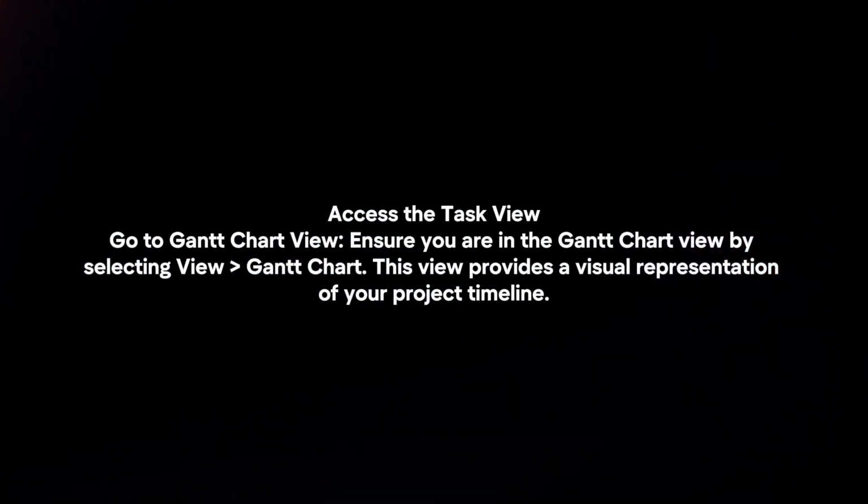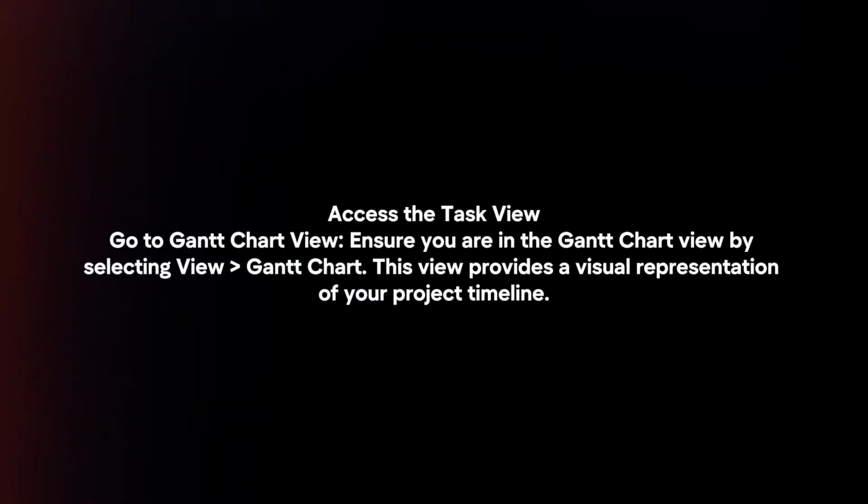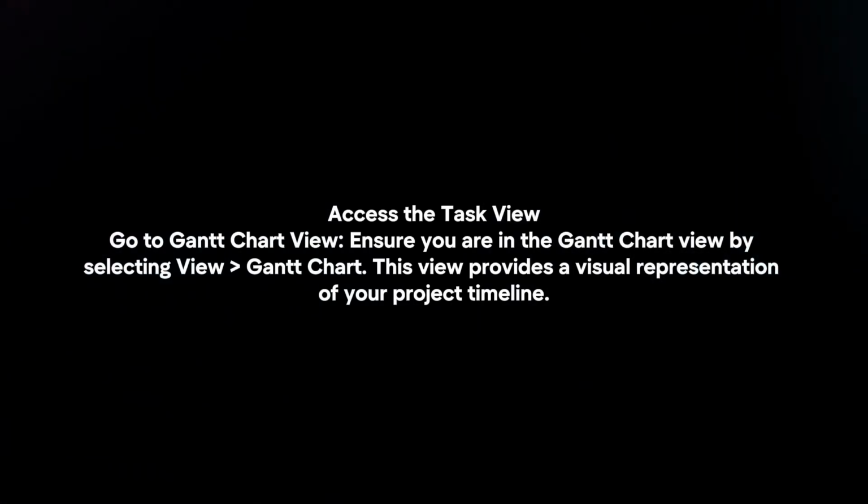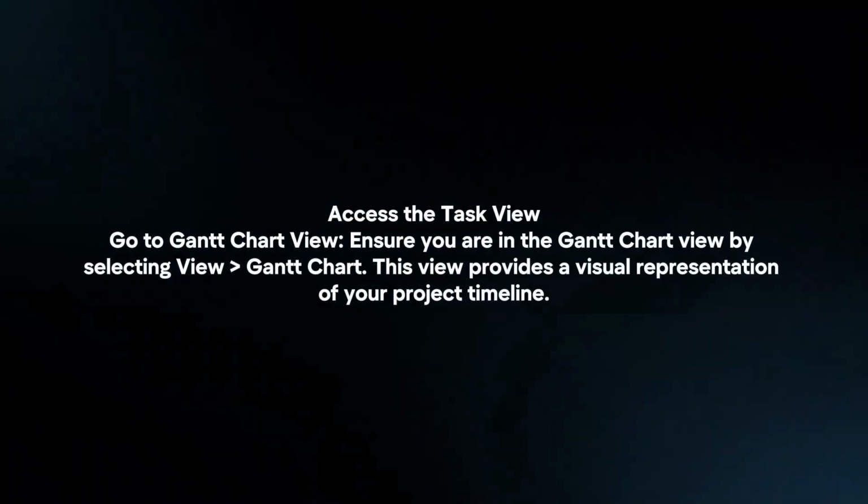Access the task view. Go to Gantt chart view. Ensure you are in the Gantt chart view by selecting View, Gantt Chart. This view provides a visual representation of your project timeline.